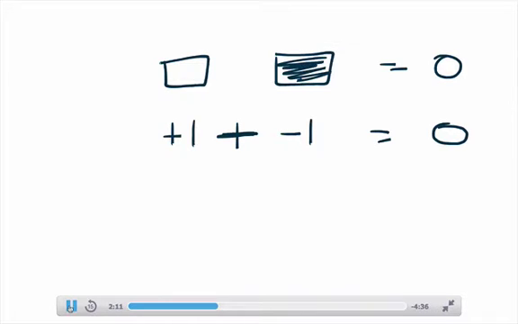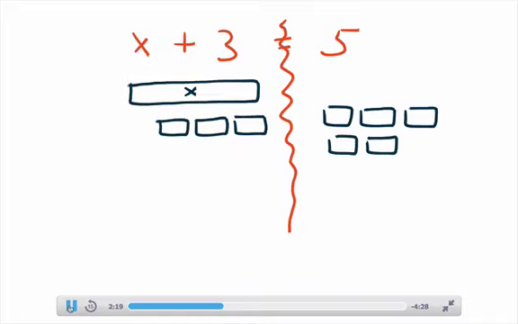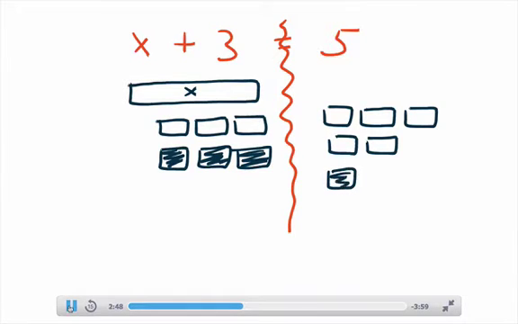So we're going to use this idea of zero pairs, this idea of tiles that cancel each other out, to solve the problem. What we need to do to get rid of the white tiles that are by the x is make 3 zero pairs. So on the left hand side, I need to put in 3 more dark tiles, because then I have 3 zero pairs. And just like when we use balance scales, what you do to one side, you have to do to the other. So if I put in 3 dark tiles on the left, I have to put in 3 dark tiles on the right. So we're going to do that now as well.